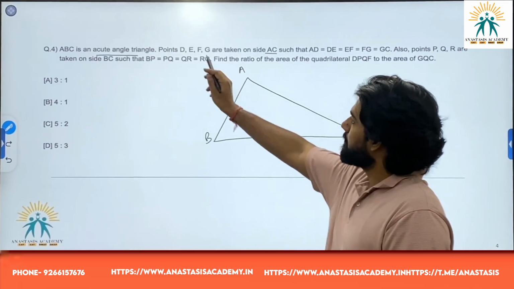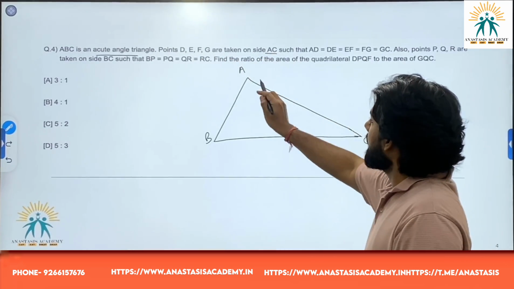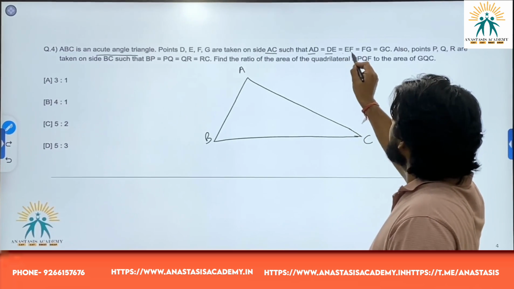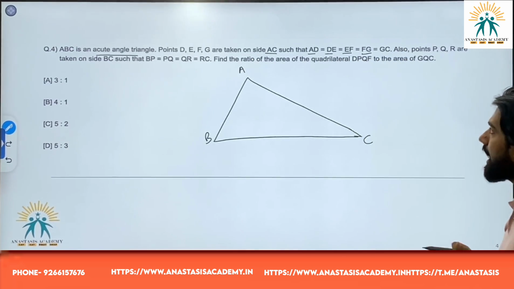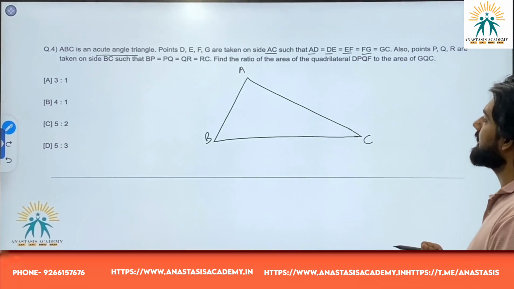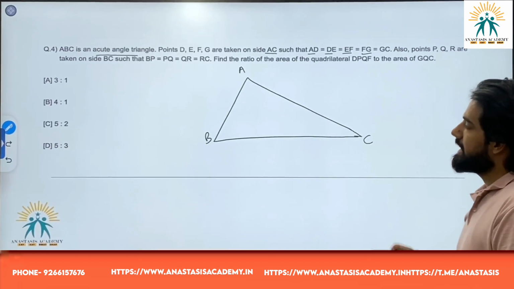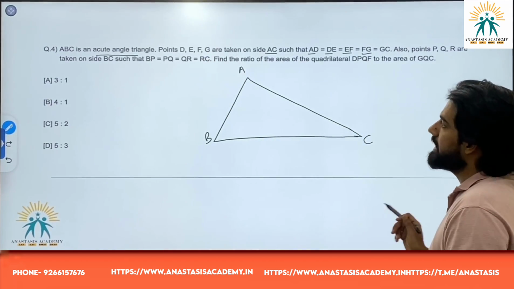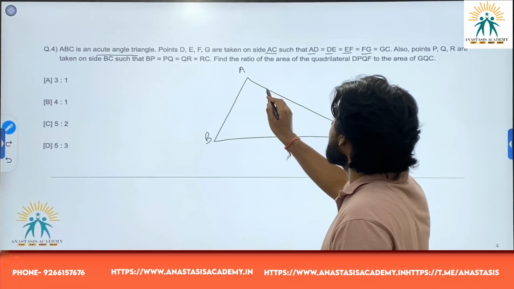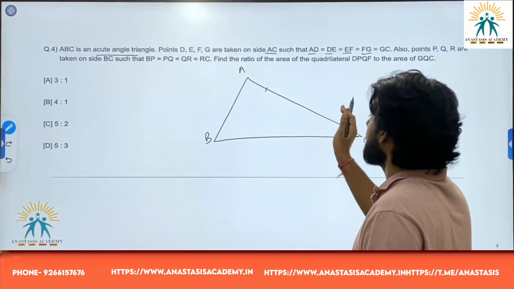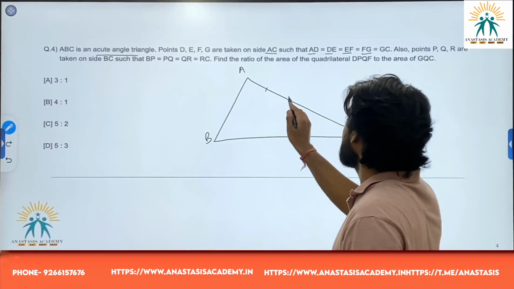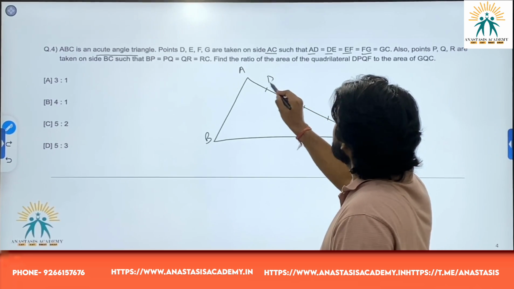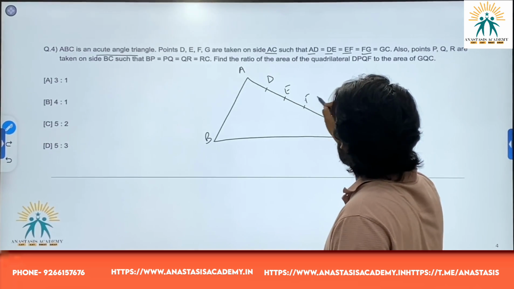And it is given that points D, E, F, G are taken on this side AC such that AD is equal to DE, that is equal to EF, which is equal to FG, and which is equal to GC. Or it is given that these points are equidistant from each other. So let us break this line into 5 equal parts. That is D, E, F, and G.